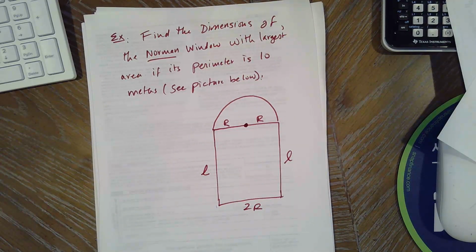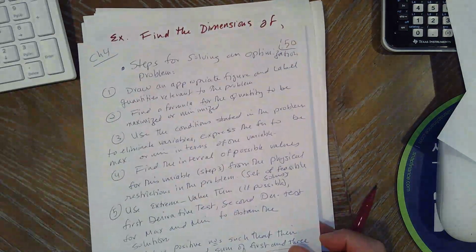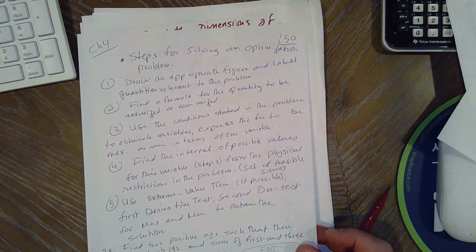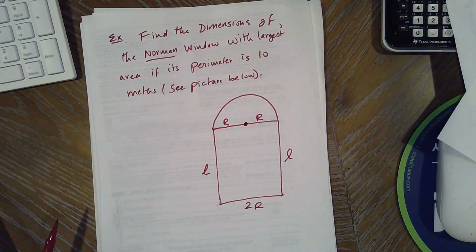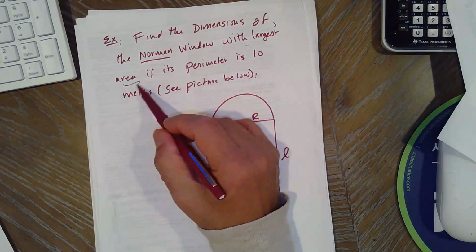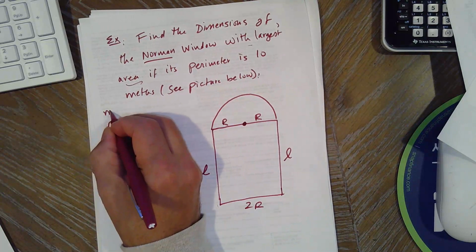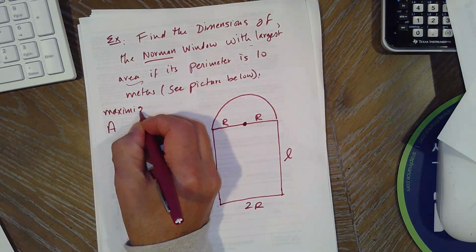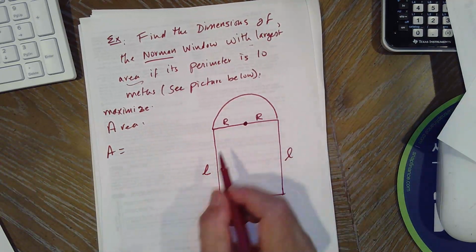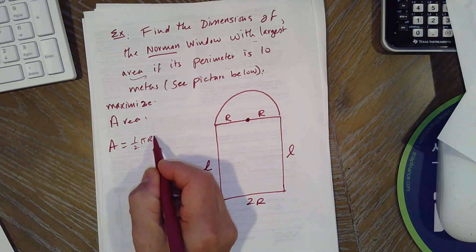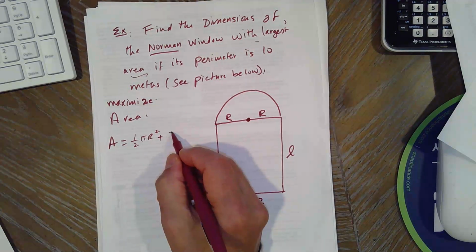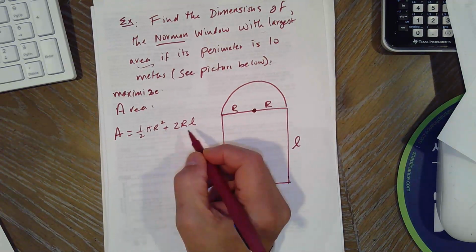Okay, so let's look at this again. What the steps say: draw a figure and label the quantities that were given to us. Find a formula for the quantity to be maximized or minimized. So what are we trying to maximize or minimize? Largest area. So we want to find the area and maximize. So A equals the area of the half circle, which is half pi r squared, plus the area of the rectangle, which is 2r times L. Okay, 2r times L. So we have two letters here.